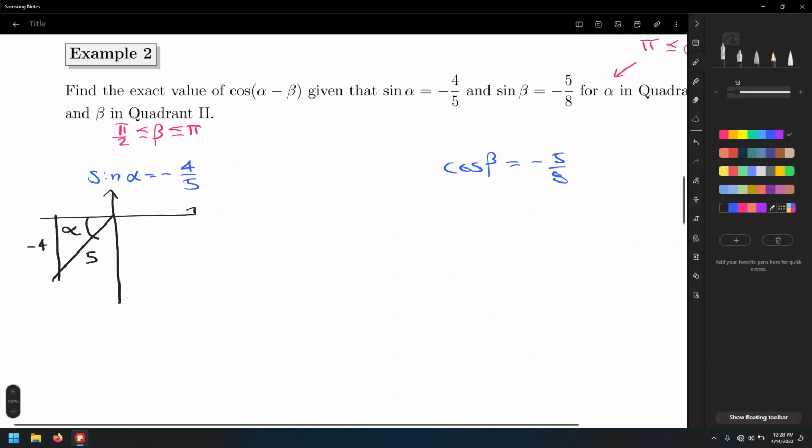So we're missing one side. That is the adjacent side. So we're going to use the Pythagorean theorem. For that, r squared equals x squared plus y squared. And r squared, that's 5 squared, equals x squared, which we don't know, plus y squared, that's negative 4 squared, which is 25 equals x squared plus 16. And then let's solve for the x squared term. That is x squared equals 25 minus 16, that's 9. x equals plus or minus the square root of 9, which is 3.